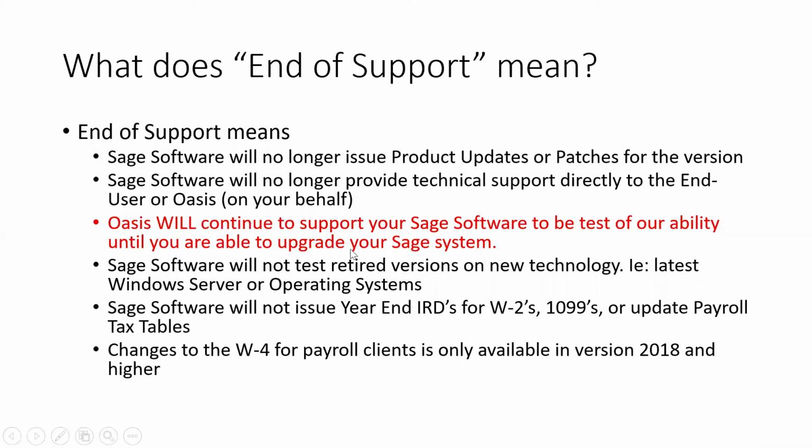As always, Oasis will continue to support your Sage software to the best of our ability until we are able to upgrade your system. So when that 2020 version drops and Sage considers 2017 at end of support, that does not mean that Oasis is not going to help you with projects that are already going on, with technical support issues. We are still going to continue to help you.